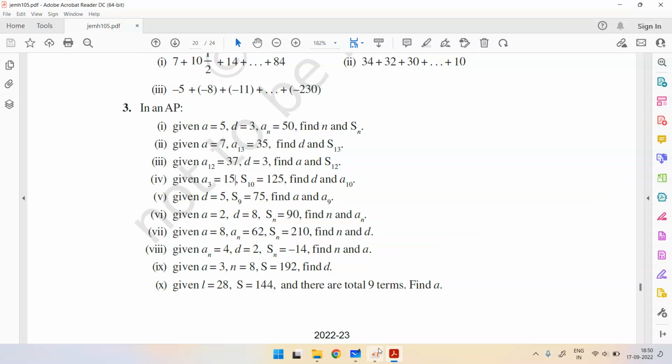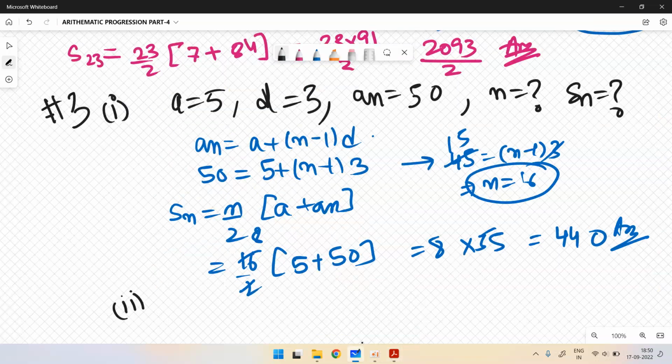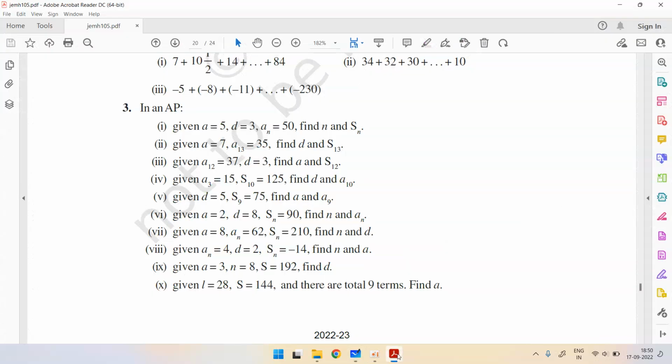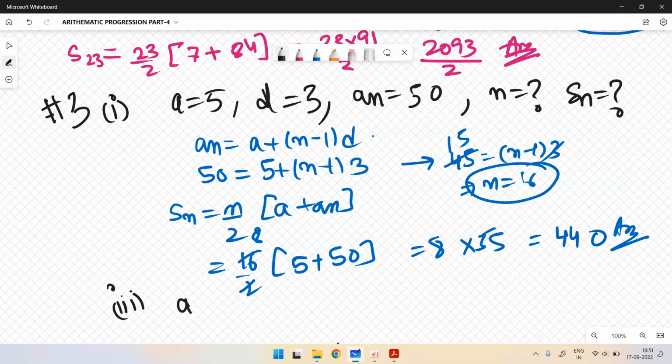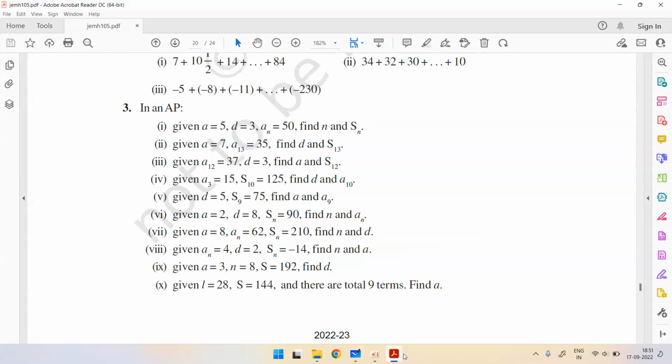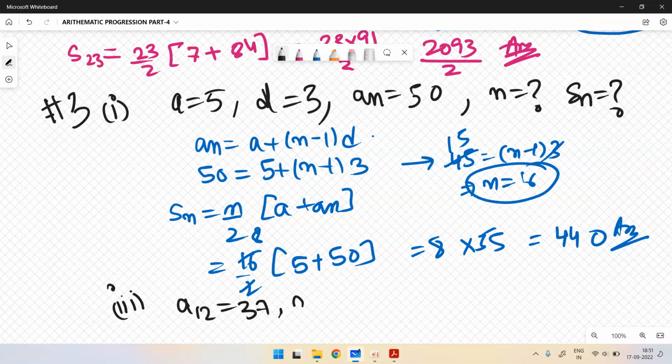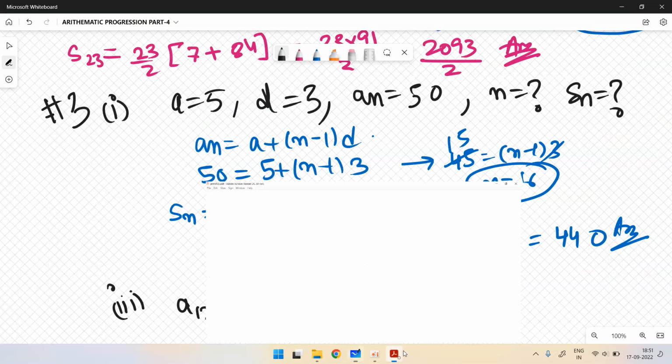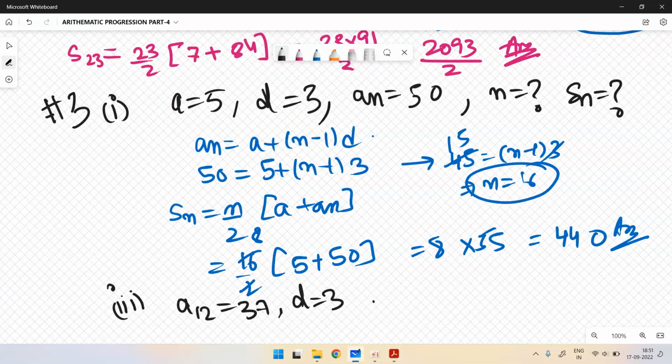So third I can do. Third I think, this is a12 is 37. It's given that a12 is 37. Then d is going to be 3. What we need to find is a and S12.